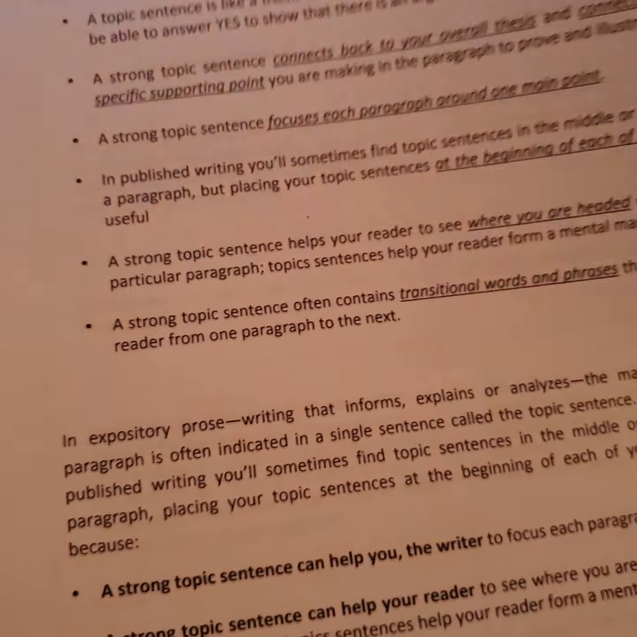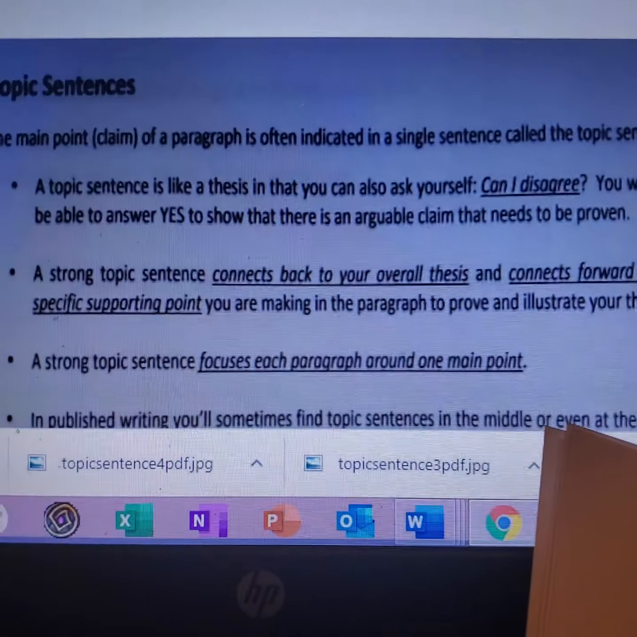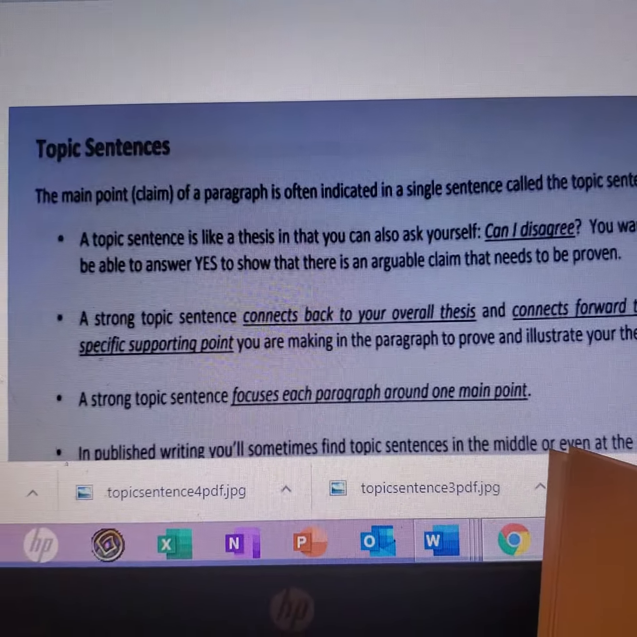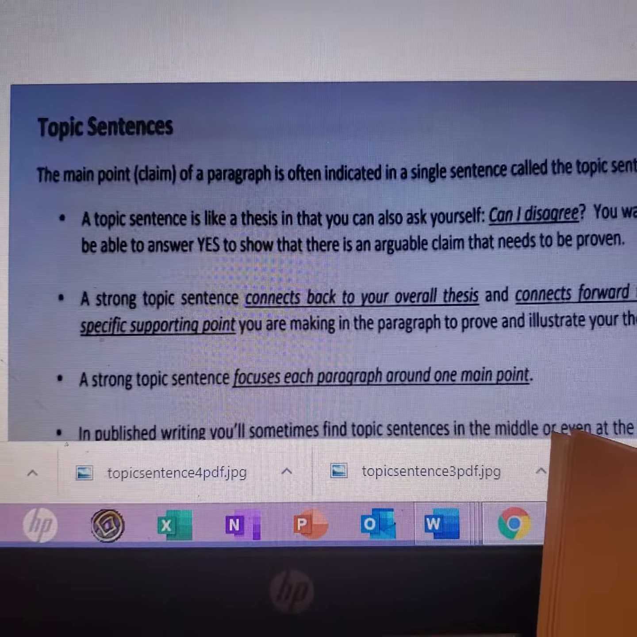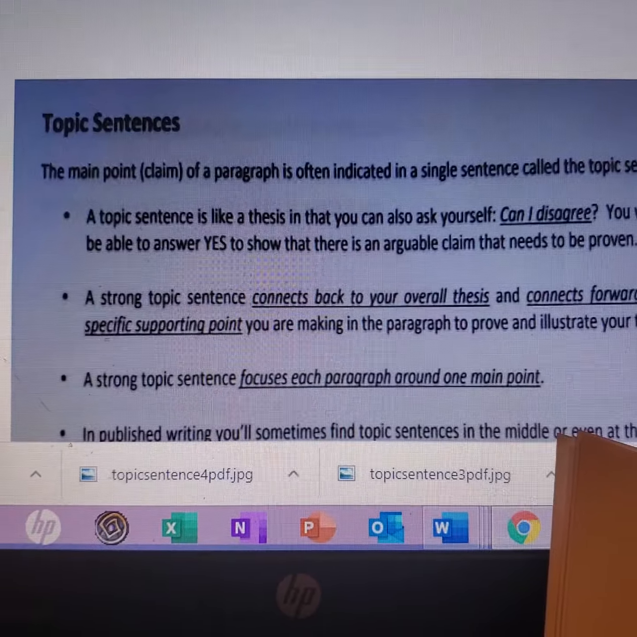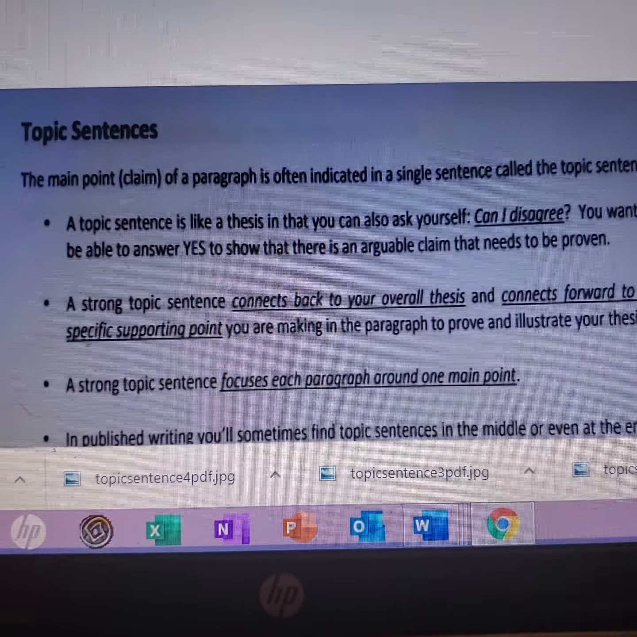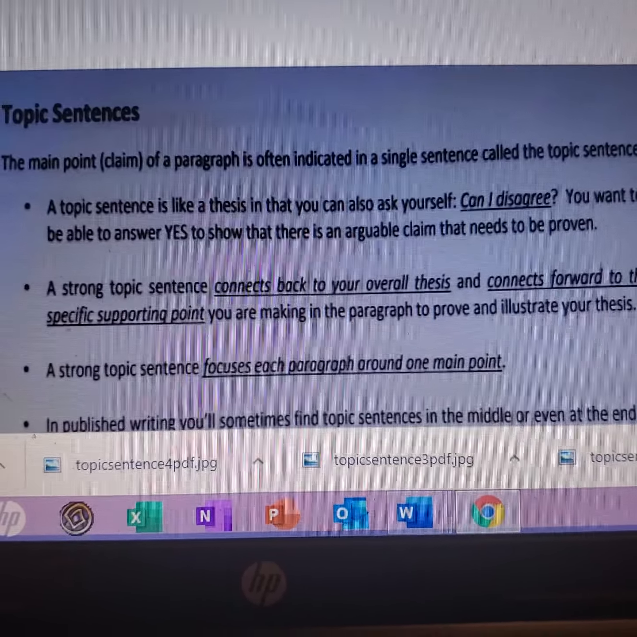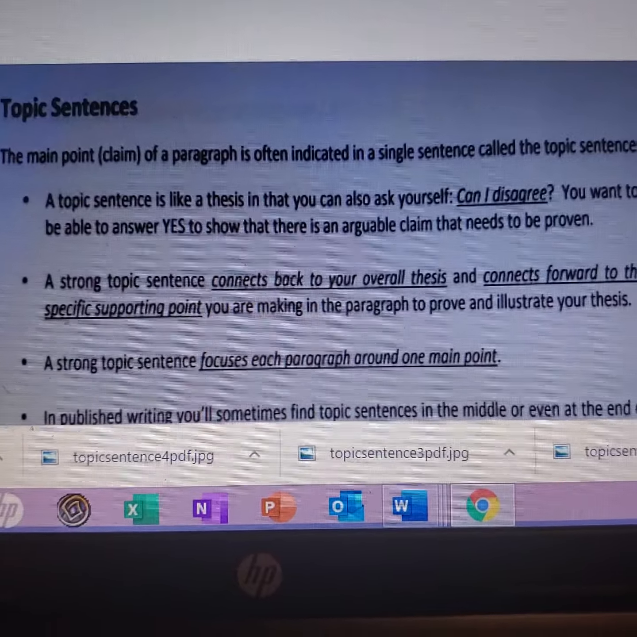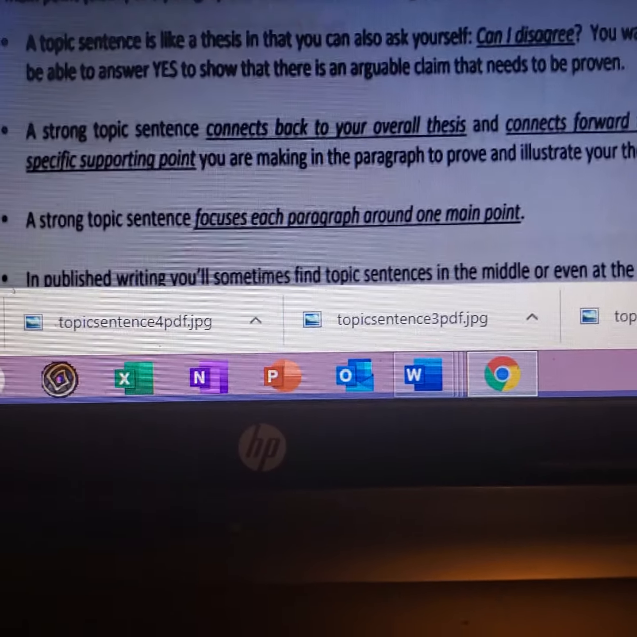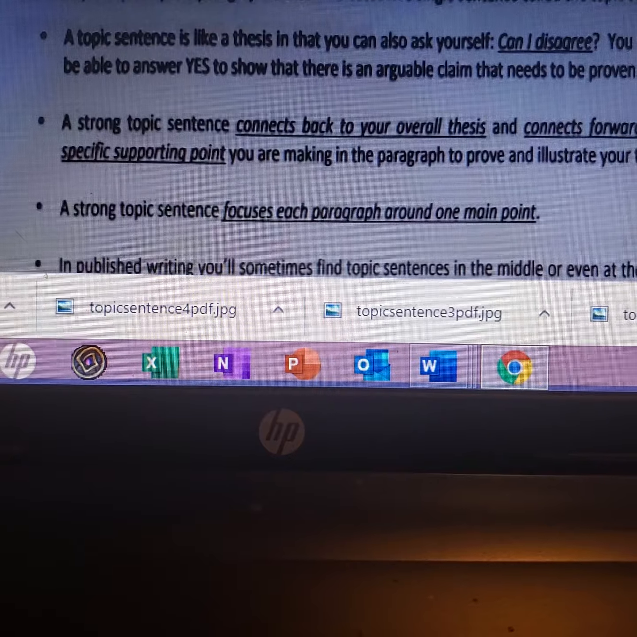As you can see, I have the actual papers of what we've done in class, and you guys have them uploaded. For right now, I just want you to look at them. A topic sentence is the main point of a paragraph that is often indicated in the single sentence called the topic sentence. A topic sentence has you ask yourself, can I disagree or agree with it?